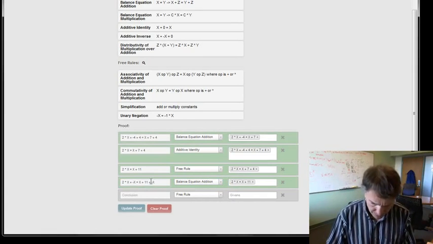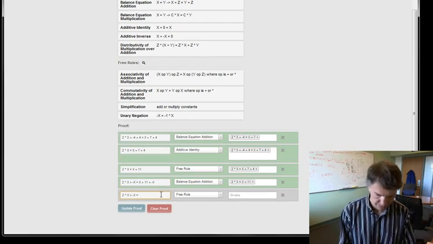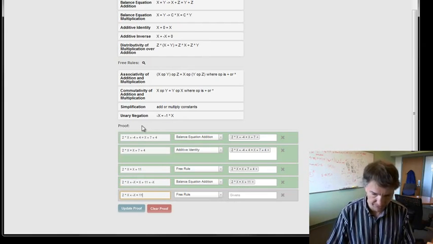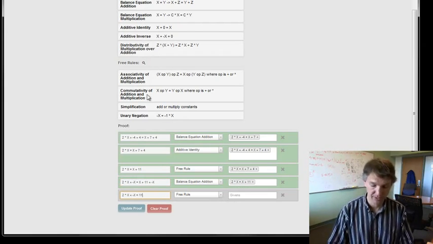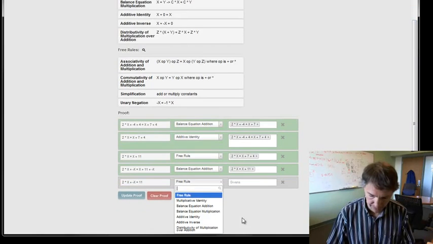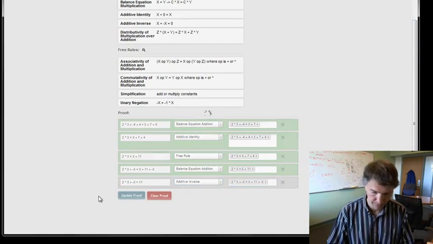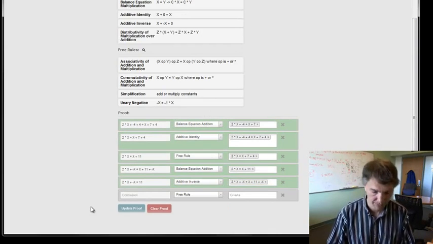Okay, and now we can do some simplification on the left-hand side, on the right-hand side. All right, because all of this over here is just equal to 11. Okay, and then we're having to use x plus negative x is equal to 0, and then we're just adding 11 and 0, so that would just count as adding up constants. So this should follow from additive inverse from the previous step. All right, if we update that, yes, that worked out fine.